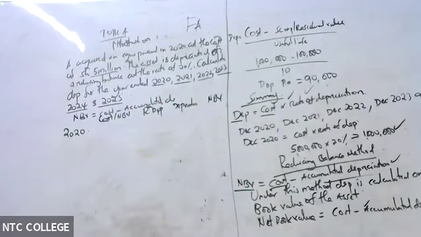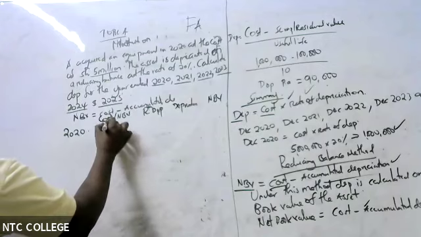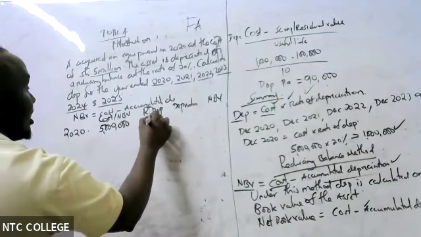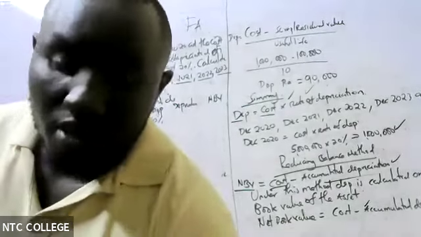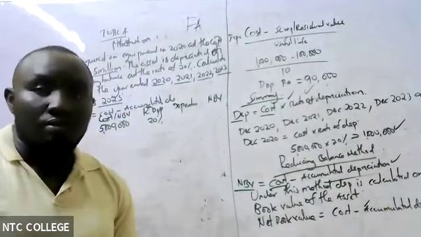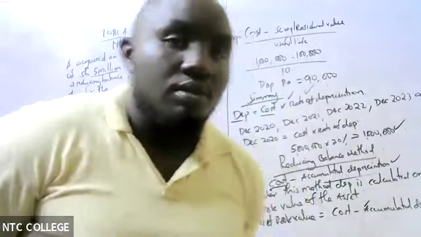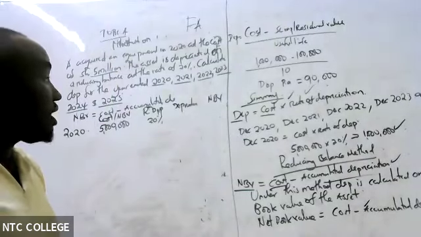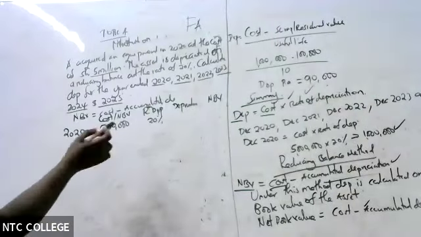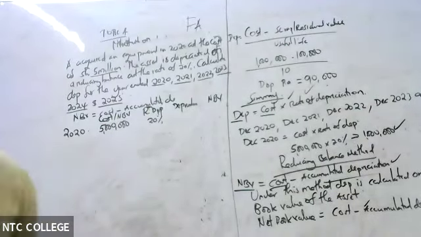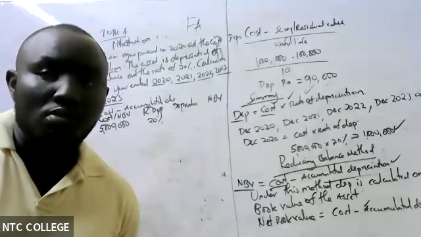What's now the net book value? What is the cost? The cost is 5 million. Then the rate is 20%. What is the depreciation if it's 20%? 20% of 5 million. What do you have? 5 million times 20% is 1 million.